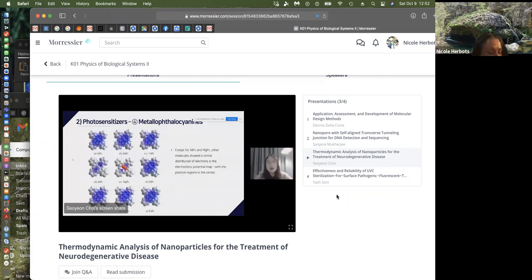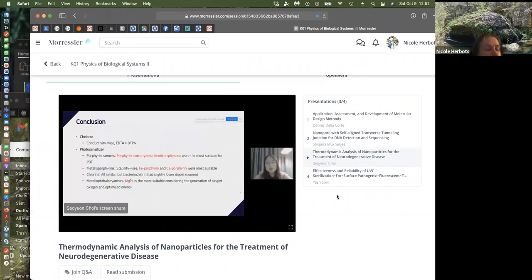For the EPM, we saw that except for AlPc, aluminum, and magnesium, as you can see here, other molecules showed a similar distribution of electrons in the EPM with strong positive regions in the center. We again noted that this could affect the interactions of these molecules in the body.